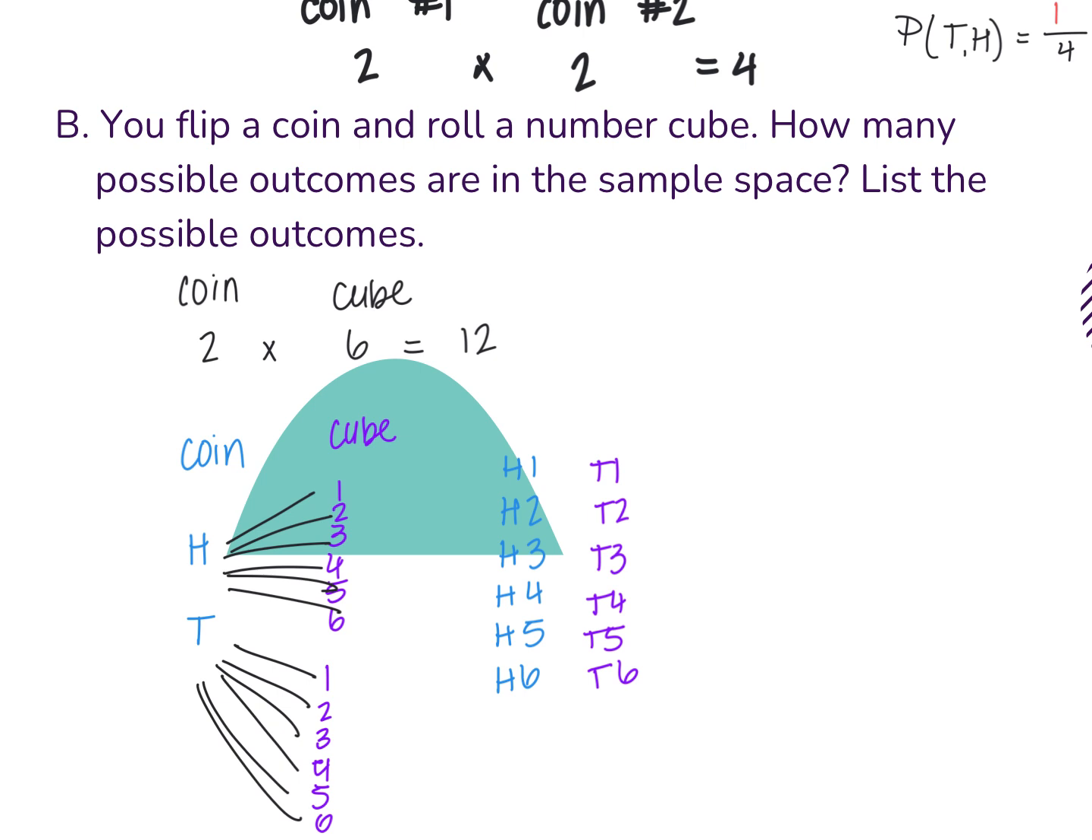Now, let's just say they asked, okay, what is the probability of you getting heads and 5? How many sample space do I have? How many total did I have? 12. And out of those 12, how many are heads and 5? 1.